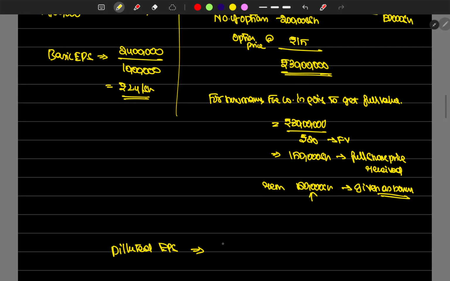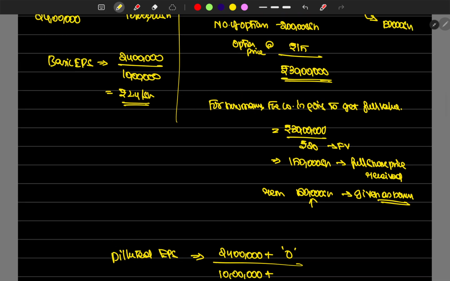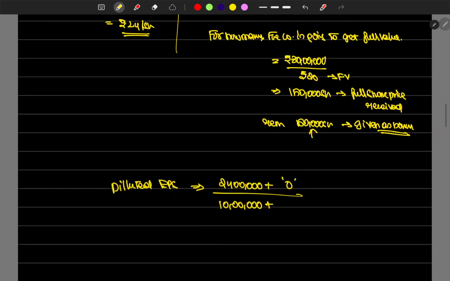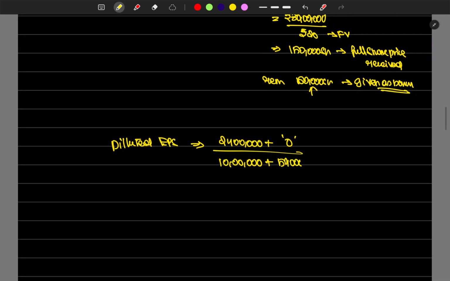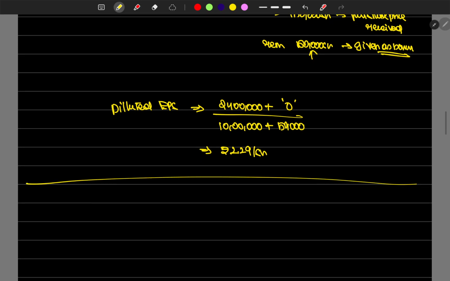Patesh is how much? 24 lakh, plus what the savings? 0. So what's the Vanesh? 10 lakhs plus what's the share increase due to conversion, which is 50,000 shares. So 24 lakh divided by 10 lakh 50,000, which is 2.29. 2.29 per share is the diluted EPS. Okay.